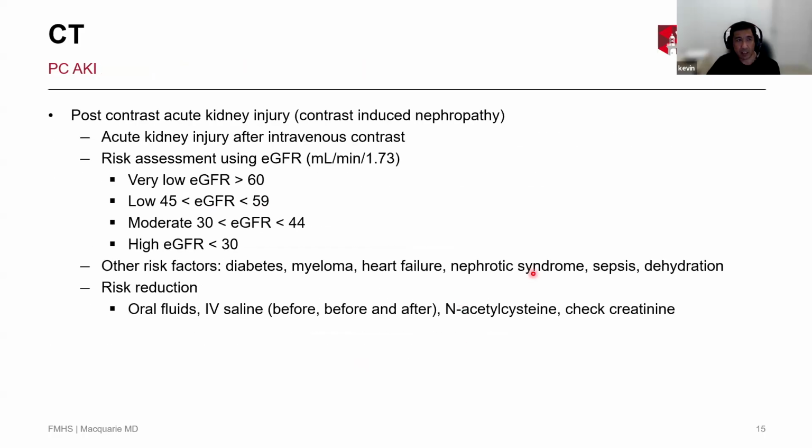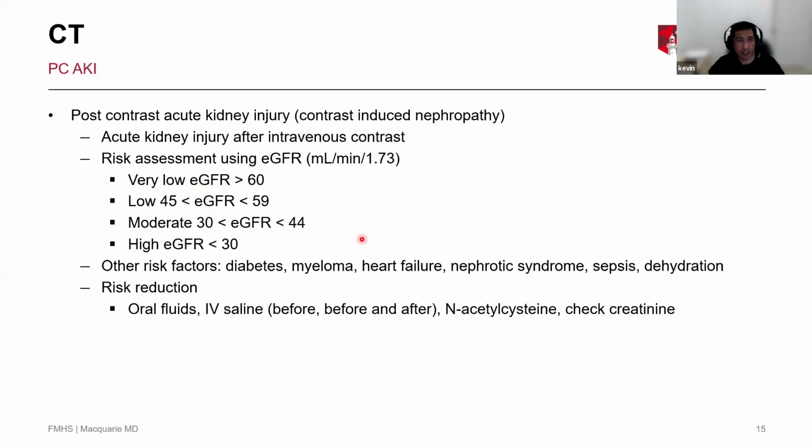we should talk about post-contrast acute kidney injury, which was previously called contrast-induced nephropathy. And this is where we have an injury to the kidney after the injection of intravenous contrast. That is defined as a transient increase in the creatinine or reduction in the glomerular filtration rate following the use of contrast. Most of the time it resolves. Sometimes it can be permanent.